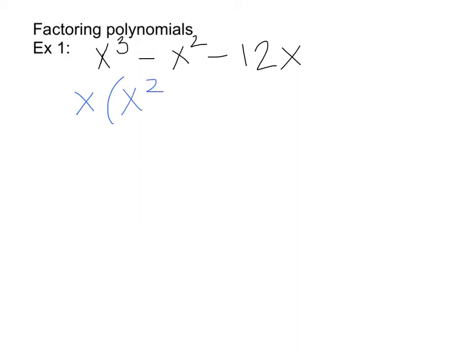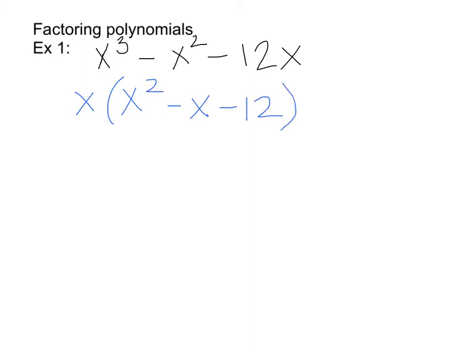So in example 1, we are given x cubed minus x squared minus 12x. So you may be thinking, well, I've never seen x cubed before, but you do still know how to factor this. So in all of these, you want to ask yourself, what do x cubed, x squared, and 12x all have in common? And the greatest common factor between those is an x. So if you factor out an x from x cubed, it leaves you with x squared. If you factor out an x from x squared, it leaves you with minus x. And if you factor out an x from 12x, it leaves you with just minus 12.